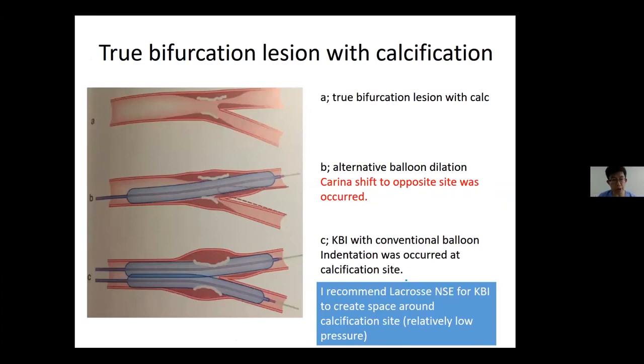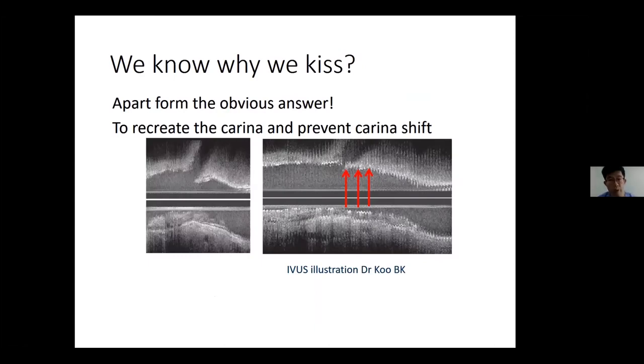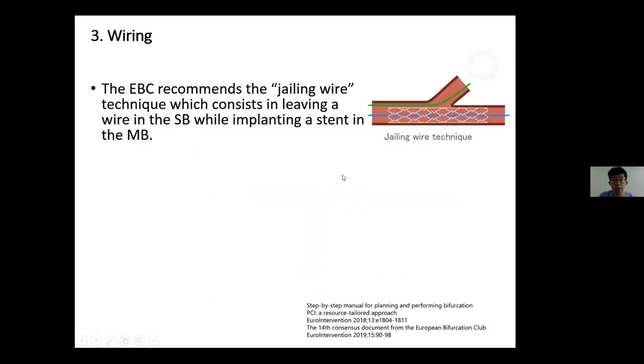So, in that situation, true bifurcation with calcification, pre-KBI with a hard scoring balloon is recommended, because compressing the plaque around the carina is a very important thing. So we know why we do kissing. Apart from the obvious answer, it is to create the carina and prevent carina shift here. So wiring, next I need to talk about the wiring.